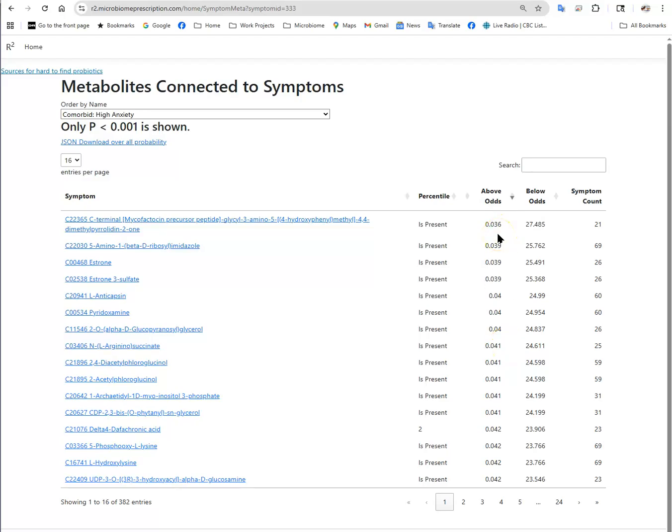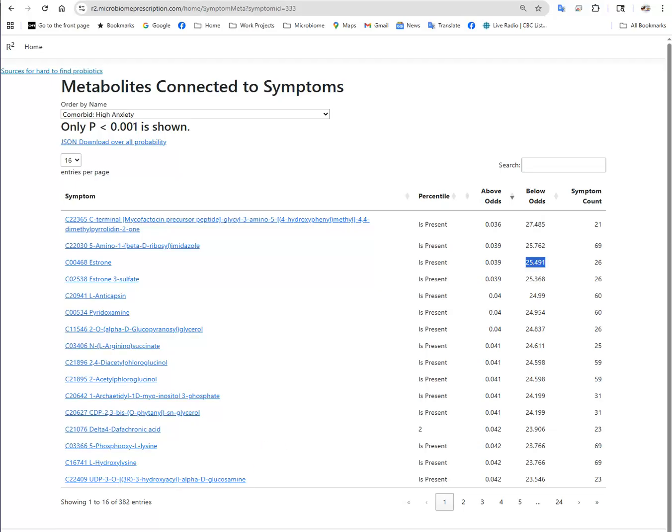Actually, correction. Here you have to work it out. Okay, if this one is present, then the odds of having anxiety are there. If the substance is not present, then the odds are a whopping 25 times more likely that you have anxiety. So what you have here is a list of metabolites which, if you can somehow obtain them one way or another, perhaps they happen to be an amino acid, then chances are you will reduce your anxiety level.